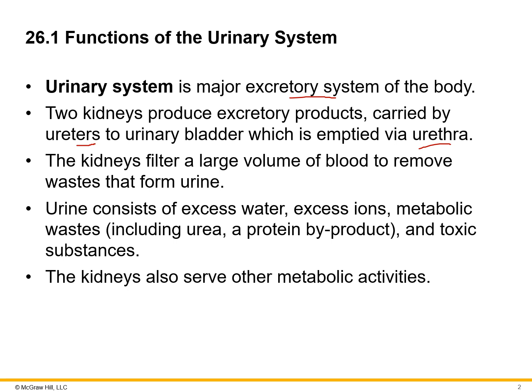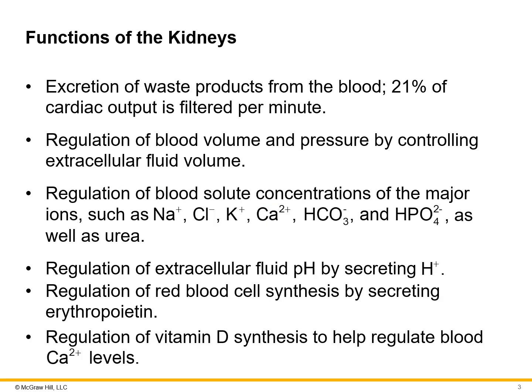So the kidneys are kind of our filtering system. They're filtering all the fluid, all the blood that's coming in. And then any of the waste would be removed into the urine. So it consists of excess water primarily, but also excess ions that are there, waste products like urea from the breakdown of proteins, as well as anything that may be toxic to the body. They also have other activities, but the main function of the urinary system is to get rid of and filter out waste. So again, the main function here is excreting waste.